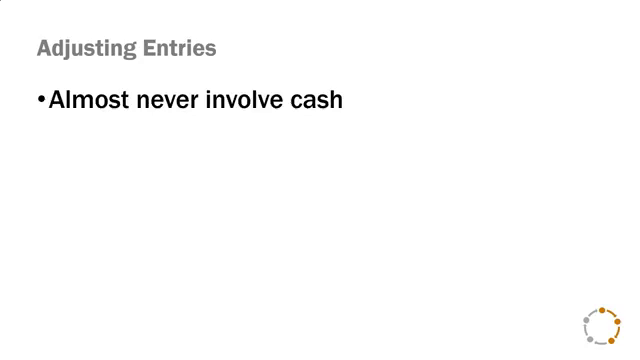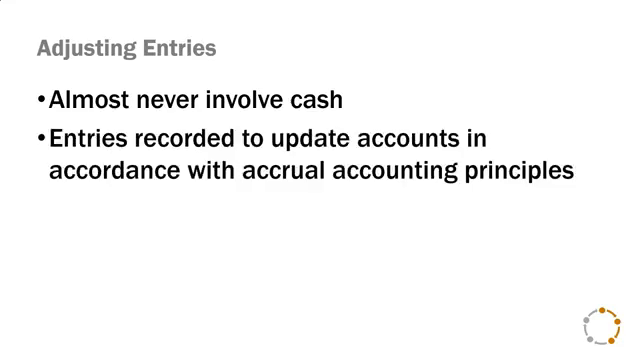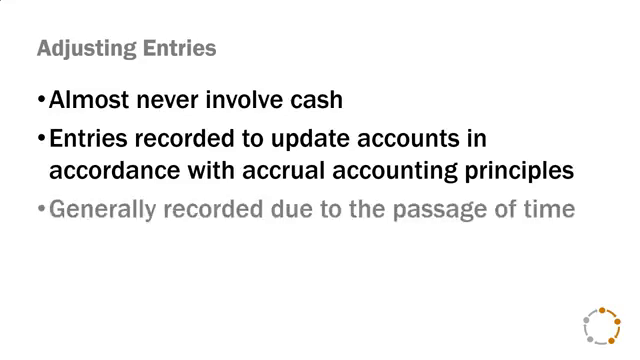What are adjusting entries? There's several things to note. First, they almost never involve cash. So when we're doing an adjusting entry, we won't see a left-hand entry or a debit, or a right-hand entry or credit to cash. Adjusting entries are recorded to update accounts in accordance with accrual accounting principles. So the matching principle is important to us as we think about adjusting entries. And then finally, they're recorded generally due to the passage of time.